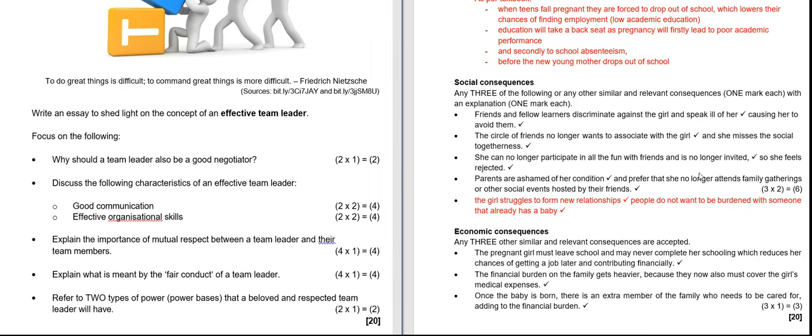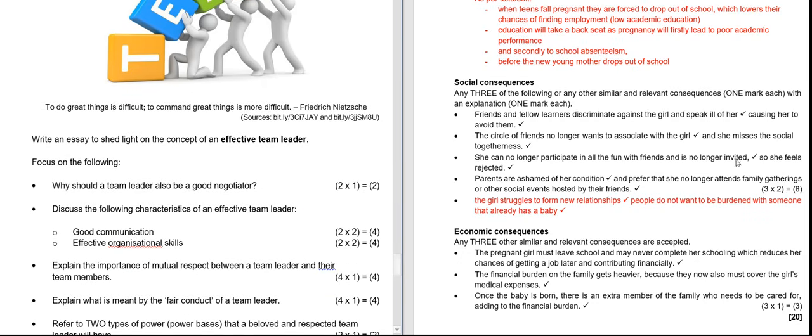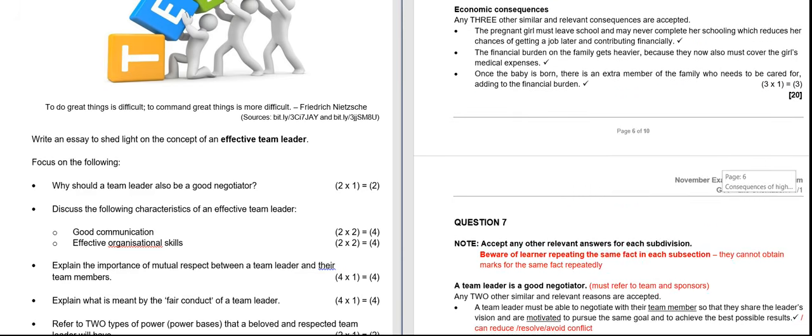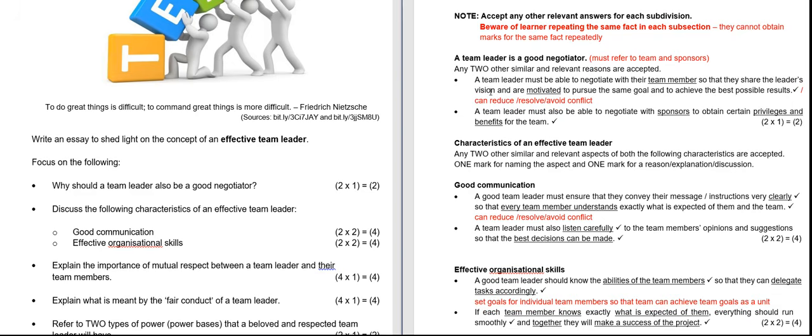And then in response to that, of course, this is our question 7 as indicated. So we try to go to possible responses that we are supposed to come up with. So this is what we have on the first part. A team leader is a good negotiator. We have got an expansion on that. And then we've got characteristics of an effective team leader, good communication, effective organizational skills. Those are some of the characteristics.